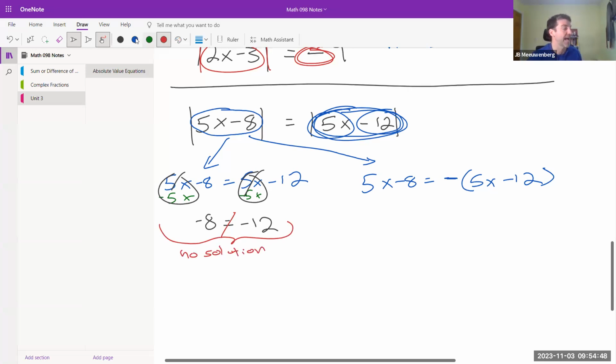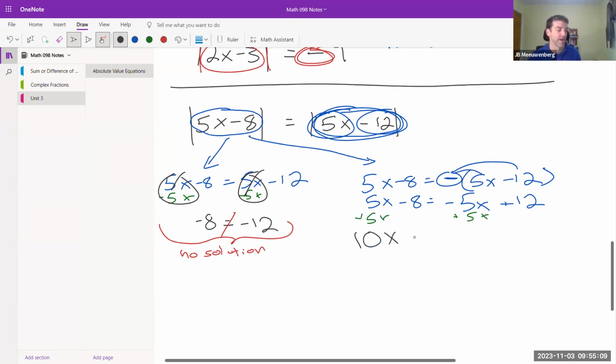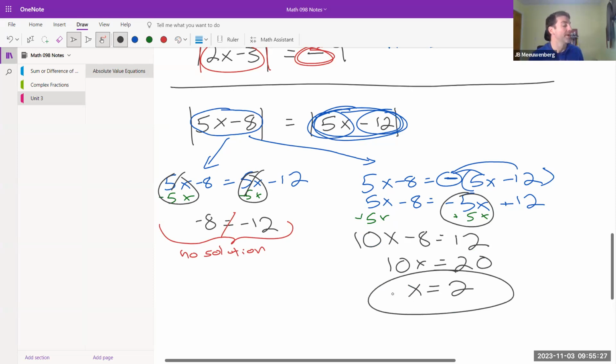In this case, that doesn't happen. In this situation, we have 5x minus 8 equals, we're going to distribute this negative to both of those terms, -5x, and then this becomes plus 12. Then when we solve it from there, we would add 5x to both sides, giving us 10x minus 8 equals 12. We would then add 8 to both sides, 10x equals 20, and divide by 10. x is equal to 2. So this one only ended up with one solution, even though it was an absolute value equation.